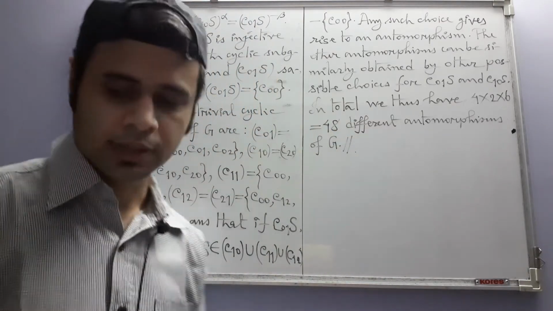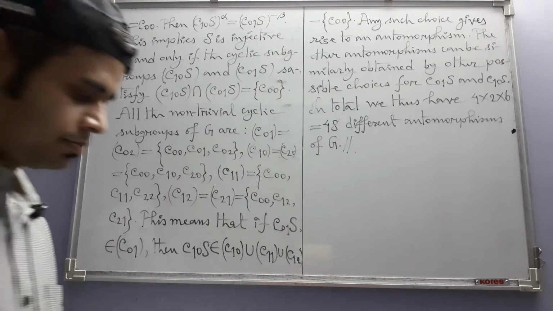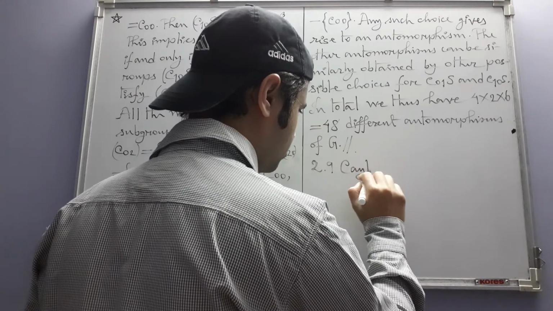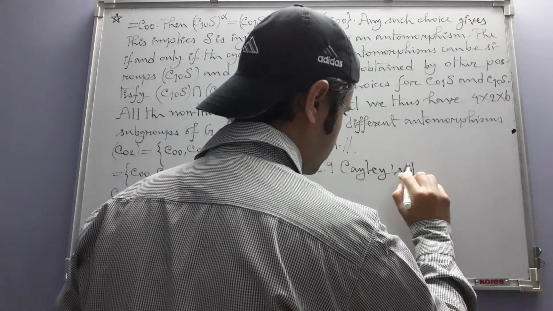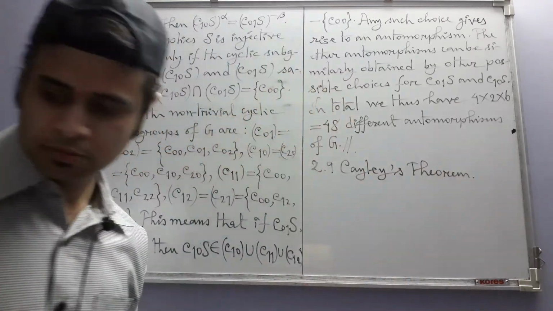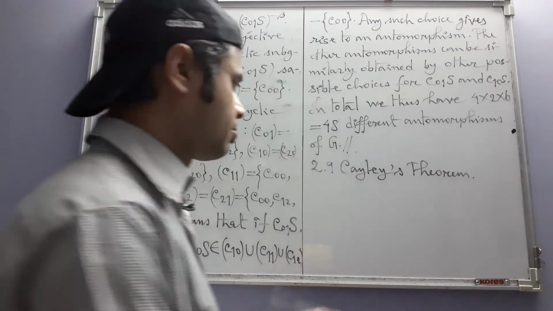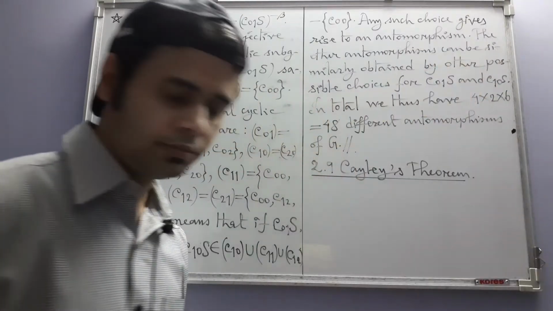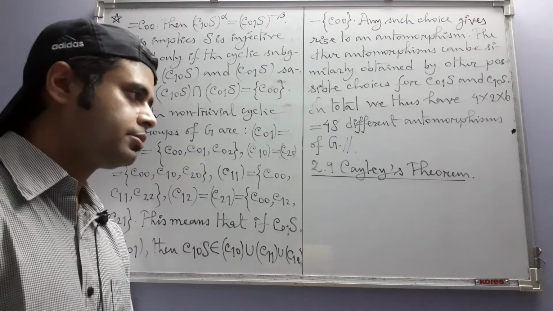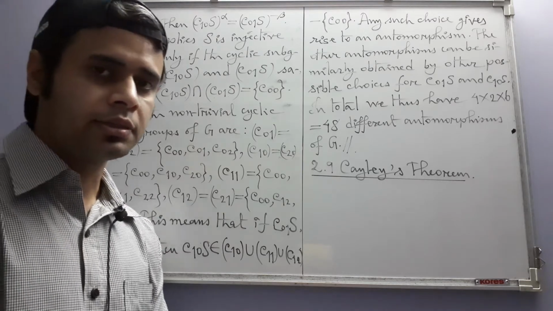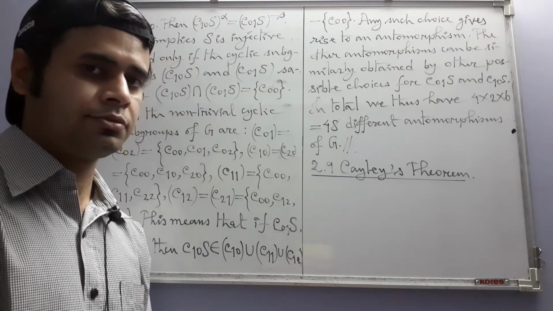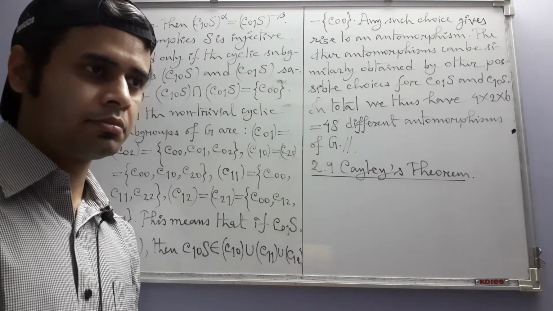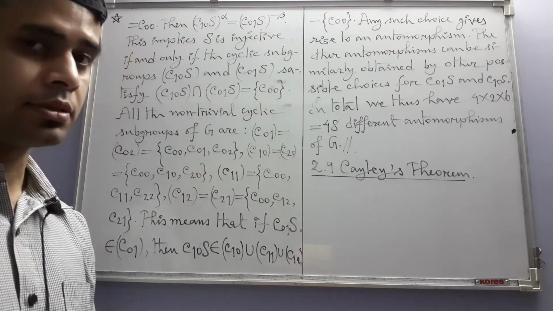Let us now go to the next section, that is Cayley's theorem. Cayley's theorem is a result that tells us that no matter what group we have, we can always realize that group as a somewhat more familiar group. We can reduce the abstractness.